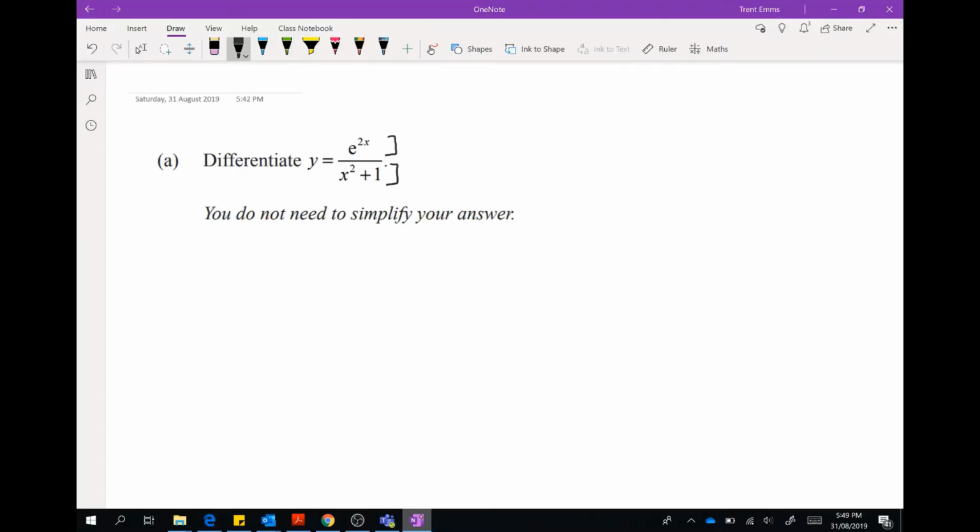It basically says if you've got y and it equals a function of x, f, over a different function of x, let's call it g of x, then your derivative, dy by dx, will equal g times f dash minus f times g dash all over g squared.